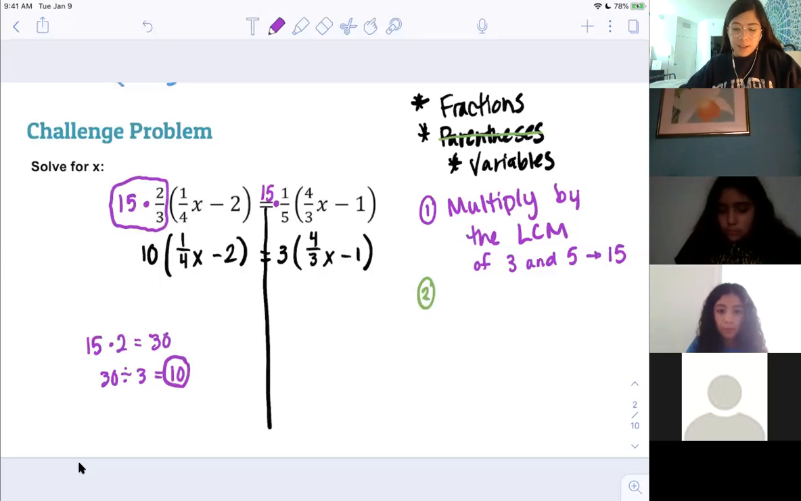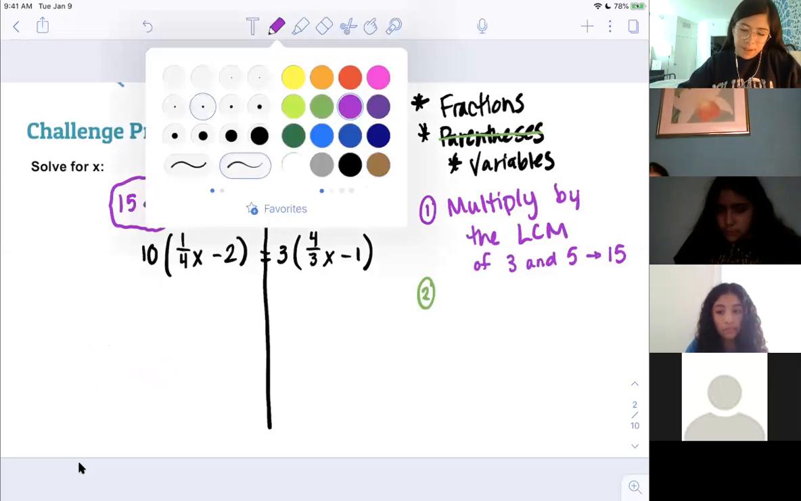And then we did the same thing on the right side. I did 15 times 1, which is 15. And then that divided by 5 gave me 3. We're just multiplying a whole number times the fraction. Any other questions on that? No, that's okay. Okay, cool.